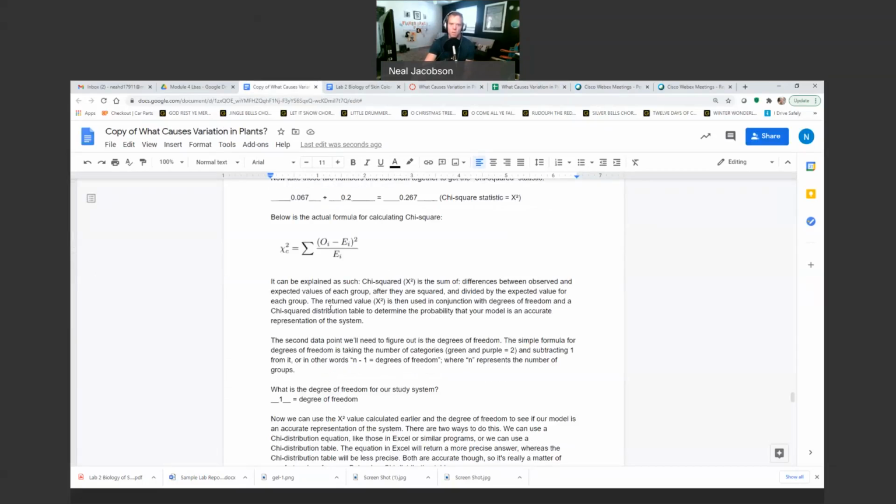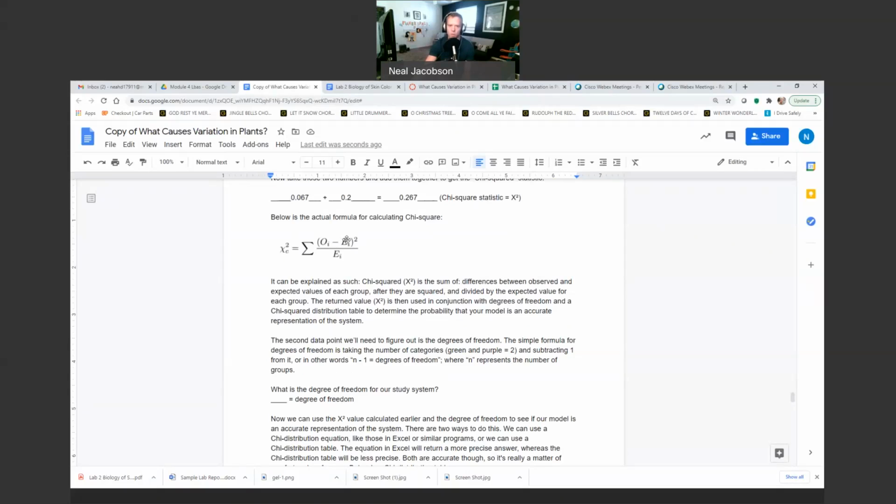So we can explain this chi-squared statistic as being the differences between observed and expected values for each group, squared and divided by the expected value for each group. And so this return value, the chi-squared, is used in conjunction with something called degrees of freedom, and then also our chi-square distribution table, a probability field that tells us what the probability is that our model is accurate. So let's do a thought experiment here.